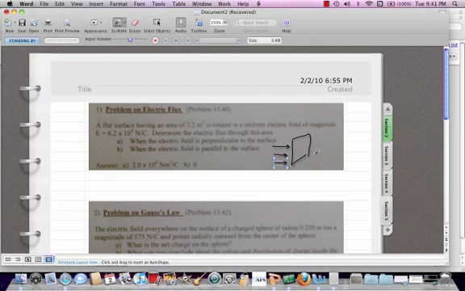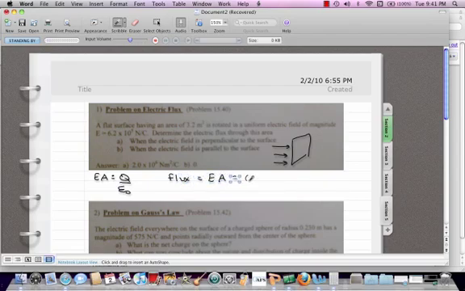what the charge is. And so Gauss's law says that E times A is equal to Q over epsilon naught. But they're asking about the flux. So flux means how much electric field through an area. So flux is equal to just E times A.